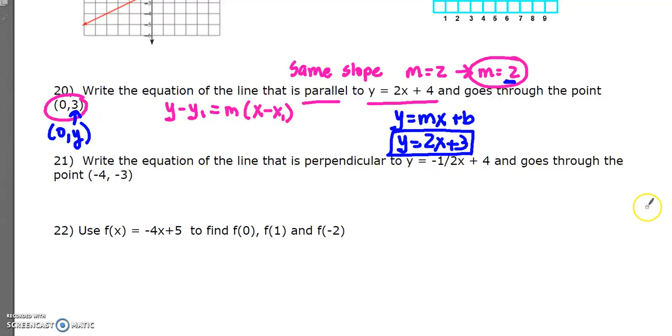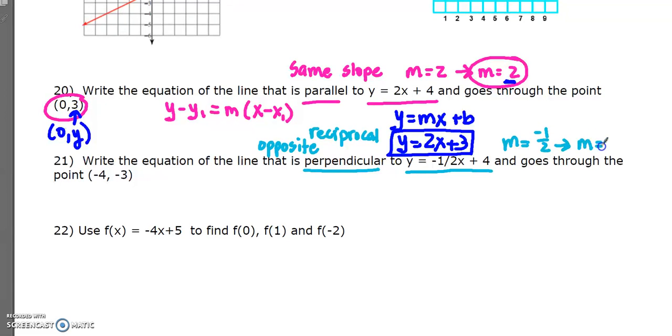Okay, on number 21, this time they are asking me to write an equation that's going to be perpendicular. So perpendicular means opposite reciprocal for my slope. Opposite reciprocal. All right, my slope on this line right here that they've given me is negative 1/2. That means I need my slope for my new equation to be the opposite and the reciprocal, so a positive 2. So I have this slope, and they've given me a point.